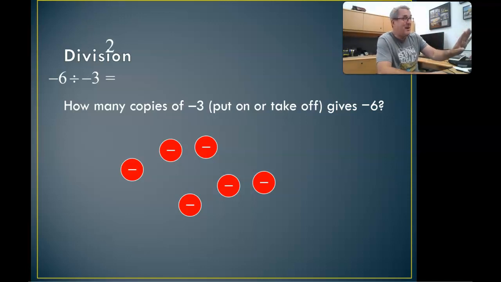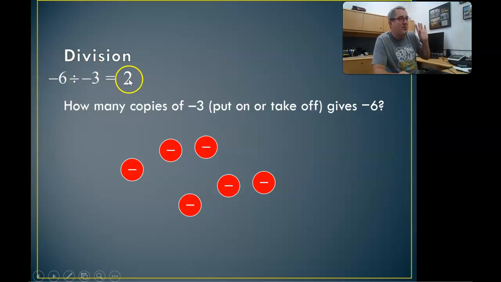The action was positive. I just created 2 groups of negative 3 and I got negative 6. I put on the table 2 groups of negative 3 to get negative 6. It's a positive act. I didn't have to flip anything. Notice when I created 2 groups of negative 3, I got negative 6. Notice I put them on the table. I created them on the table. That's a positive act. So it's a positive situation.